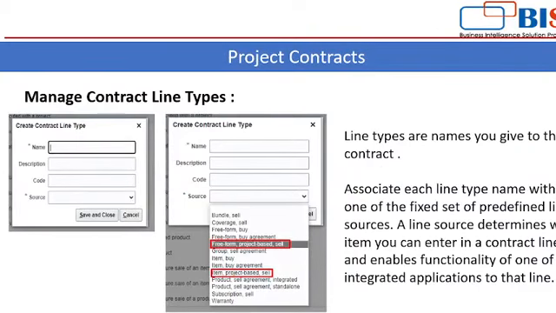Line types are names you give to the contract. Associate each line type name with one of the fixed set of predefined line sources. A line source determines what item you can enter in a contract line and enables functionality of one of the integrated applications to that line. Now you can see here, the system provides you with two types of contract line type. One is for services and another one is for item based.